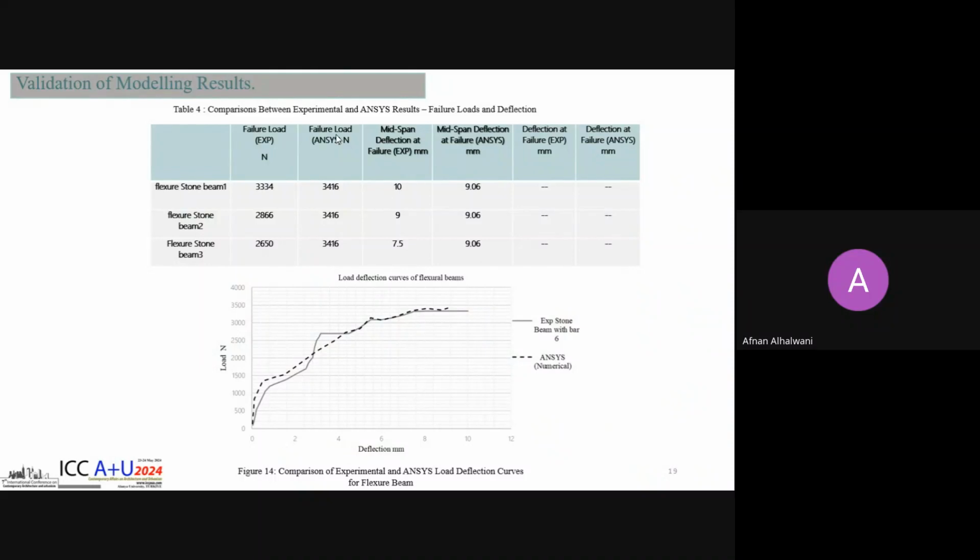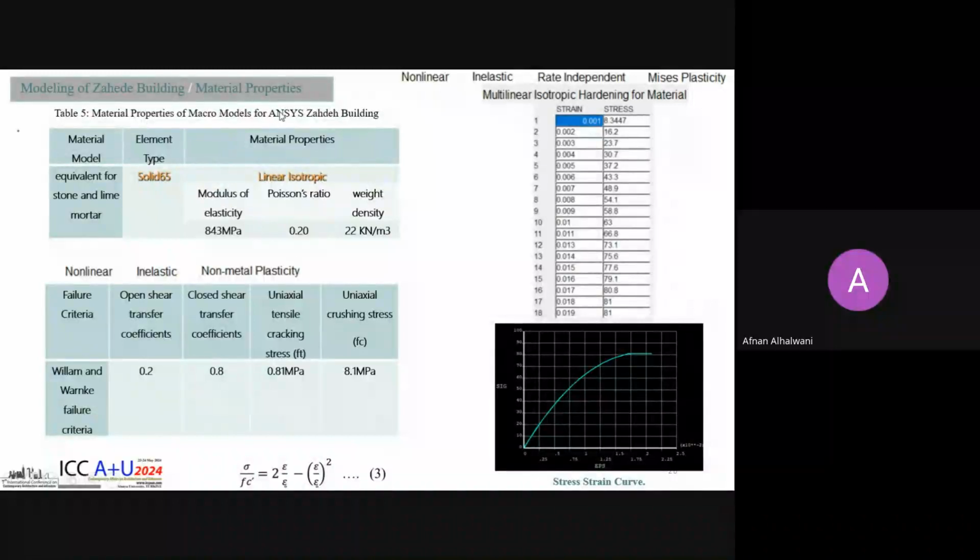The results of validation of modeling, shown in the figure and table, indicate good agreement between experimental and numerical answers, as shown in the load deflection curve of flexural beams. The material properties used in modeling the building: the element type is Solid 65, modulus of elasticity is 843 megapascal, Poisson's ratio is 0.2, weight density 22. The failure criterion is Willam and Rankine. Ft is 0.81 megapascal, Fc is 8.1 megapascal, and the multilinear isotropic behavior of the material is determined based on equation number 3.